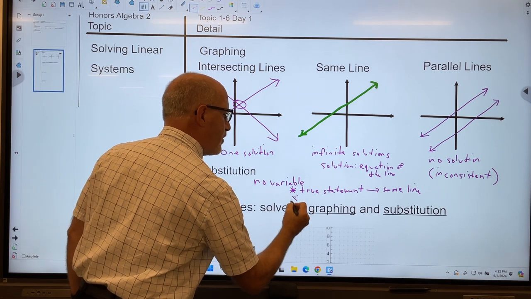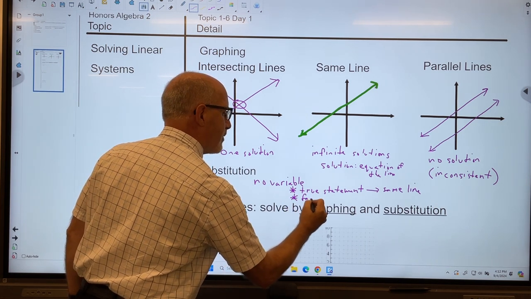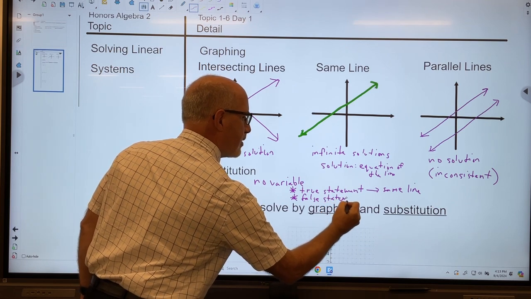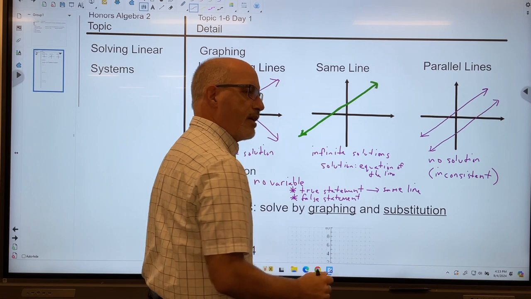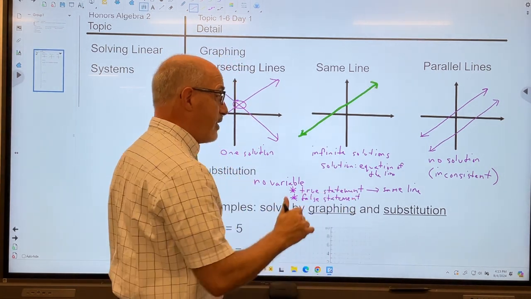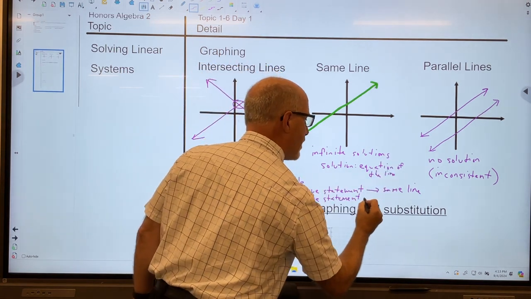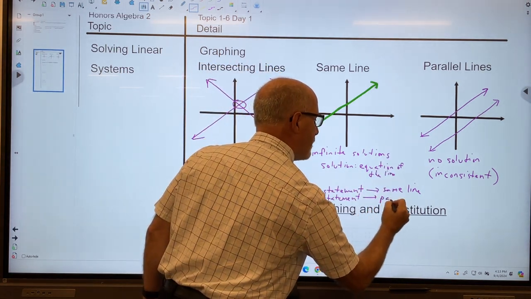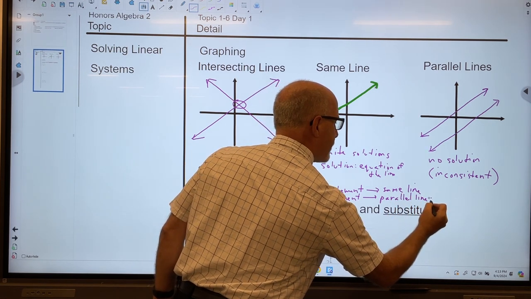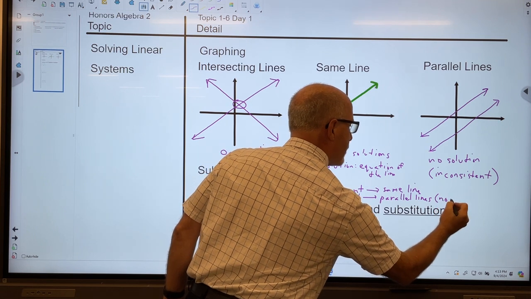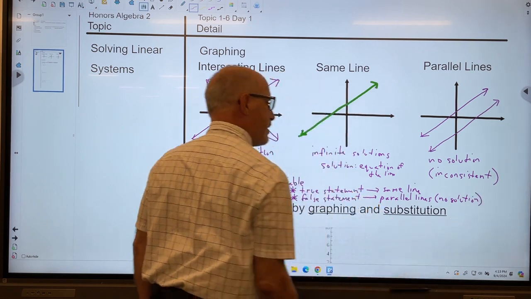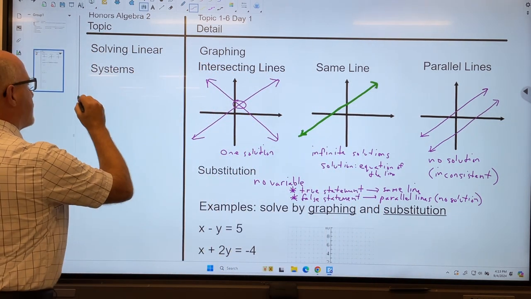Whereas if it's a false statement, let's say there's no variable and you get, for instance, 5 equals -7. That's false. If you get a false statement, then they're parallel lines. So there would be no solution. So let's go ahead and do some examples for these.